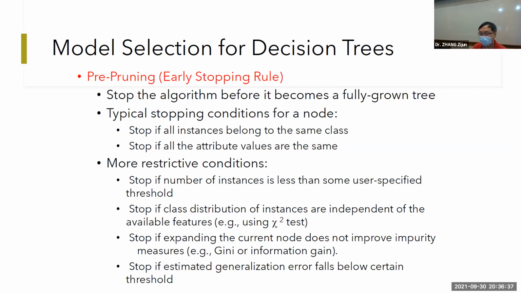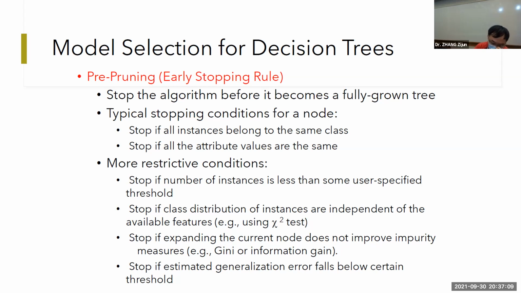Second is stop if class distribution of instances is independent of the available features. That means no matter how you further split based on the features, the class distribution of the data points will not be changed. That means your splitting does not make any further impact from a probabilistic perspective. Then further training means nothing.